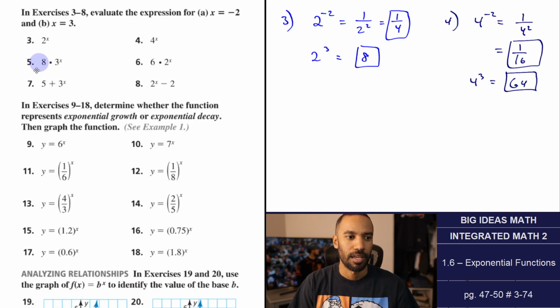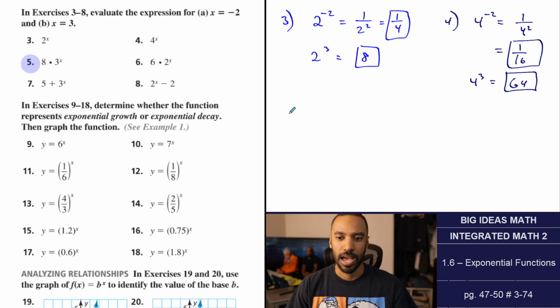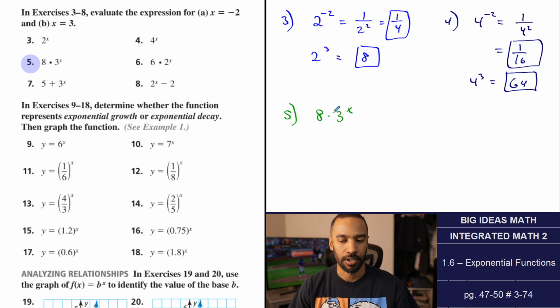Number 5, 8 times 3 to the x power. I think it's a good time to stress the importance of order of operations and remind everybody that I can't multiply 8 with 3 to get 24. Much like whenever you have a function that looks like that, I can't multiply those first. The exponent goes first. So in this situation, let's do 8 times 3 to the -3rd power.